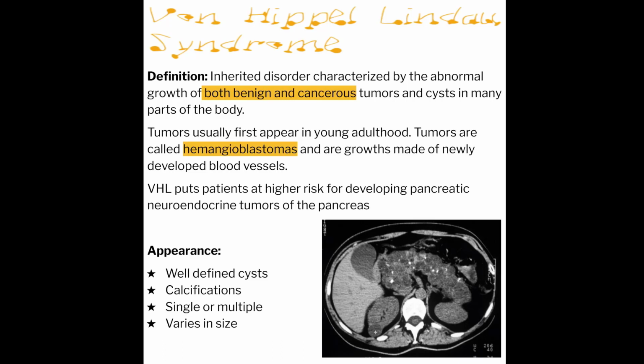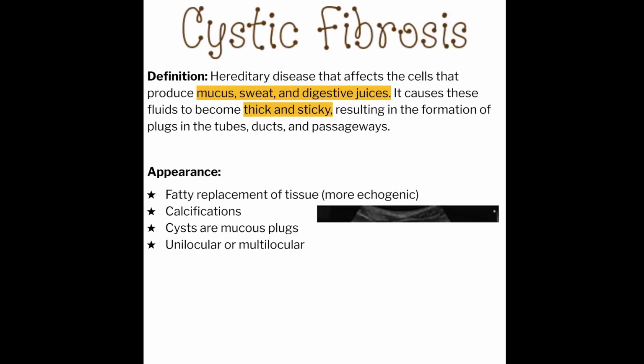Now, on ultrasound, we're going to see very well-defined cysts. If they are just cystic structures, we might start to see some calcifications within those cysts. There could be one cystic structure or multiple, and they are going to vary in size.